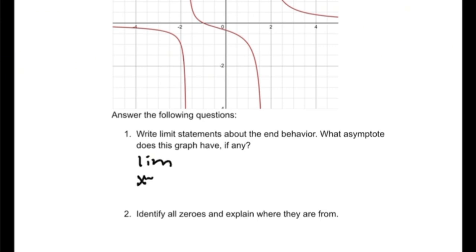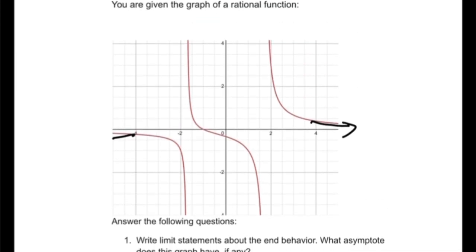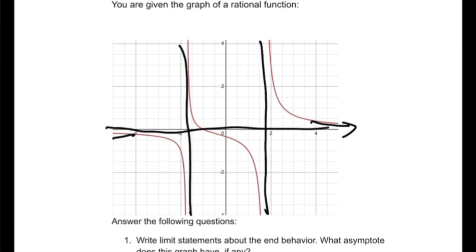The limit as x approaches infinity, which is here, f of x approaches 0, and the limit as x approaches negative infinity, which is over here, f of x also equals 0. And what kind of asymptotes does this graph have? This graph has vertical and horizontal asymptotes. The vertical asymptotes are here, and the horizontal one is right here.